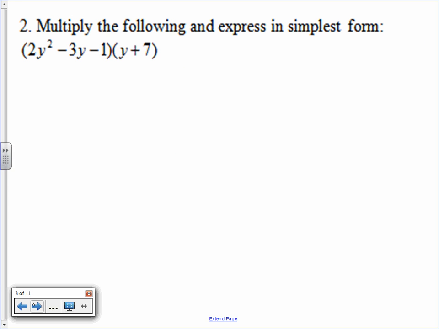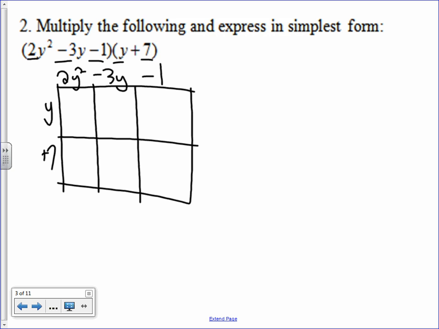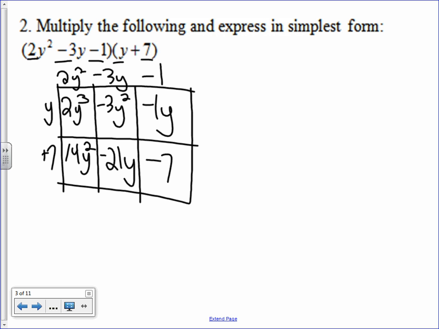On to the next one. To multiply trinomials, we need to do box method. Being how it is 3 terms by 2 terms, the box is 3 by 2. When I'm doing box method, I'm multiplying. Y times negative 3y is negative 3y squared. Y times negative 1 is negative 1y. 7 times 2y squared is 14y squared. 7 times negative 3y is negative 21y. And 7 times negative 1 is negative 7.